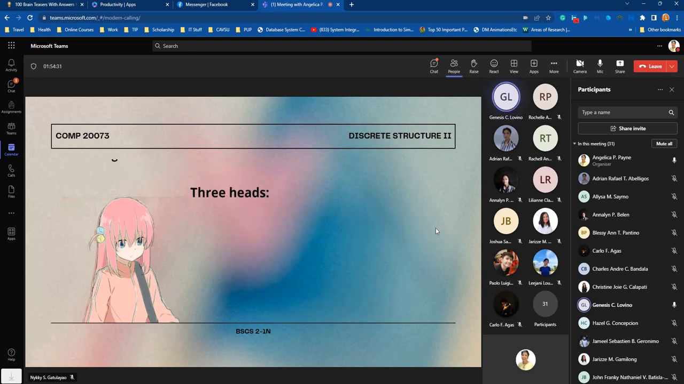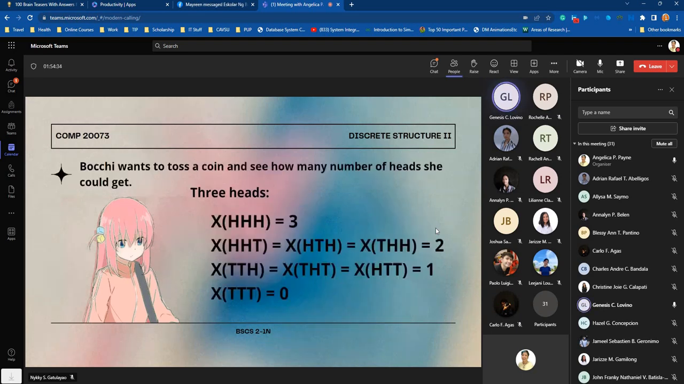Ayan. So usually makikita natin mga random variable functions would be like this. X of HHH is equals to 3 heads kasi siya. X of HHT, X of HTH, and so on and so forth is equals to 2 heads. And lastly, yung ating isang 1 head would be X of TTH, X of THT, X of HTT is equals to 1. And lastly, yung ating walang heads would be yung remaining outcome, which is lahat tails.